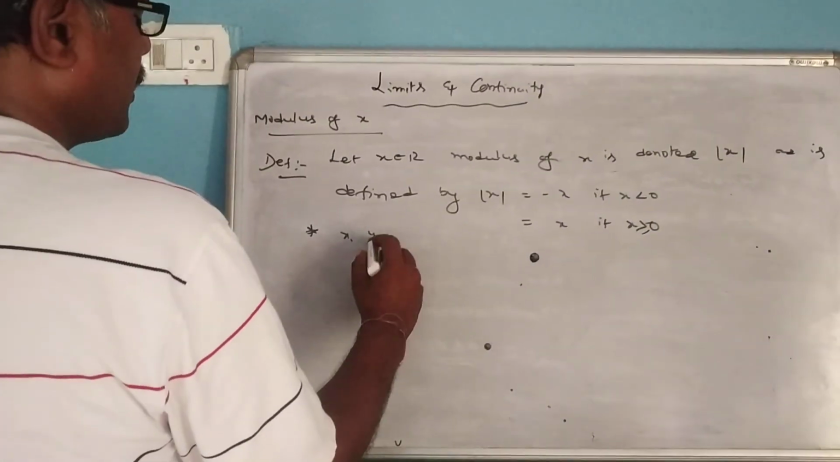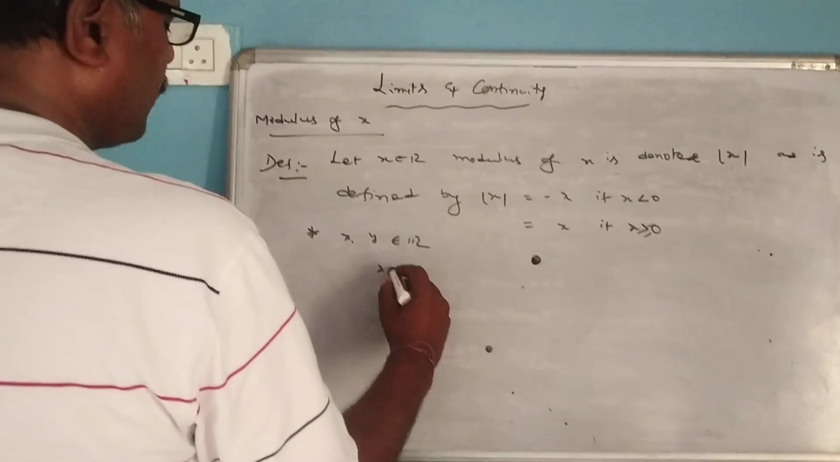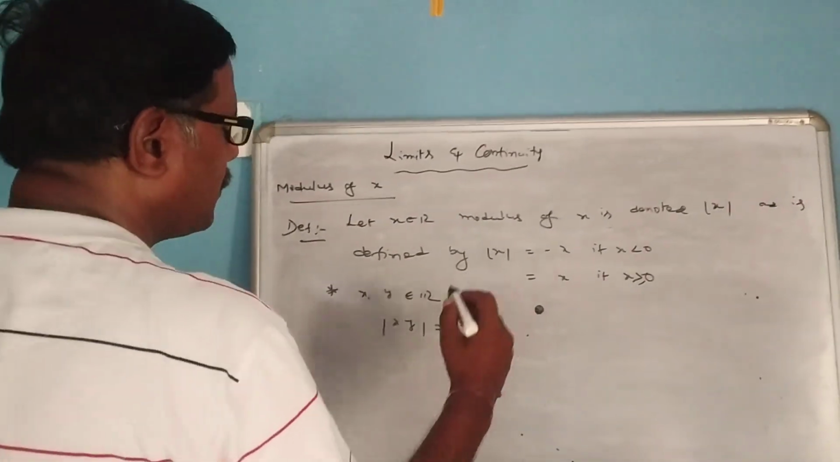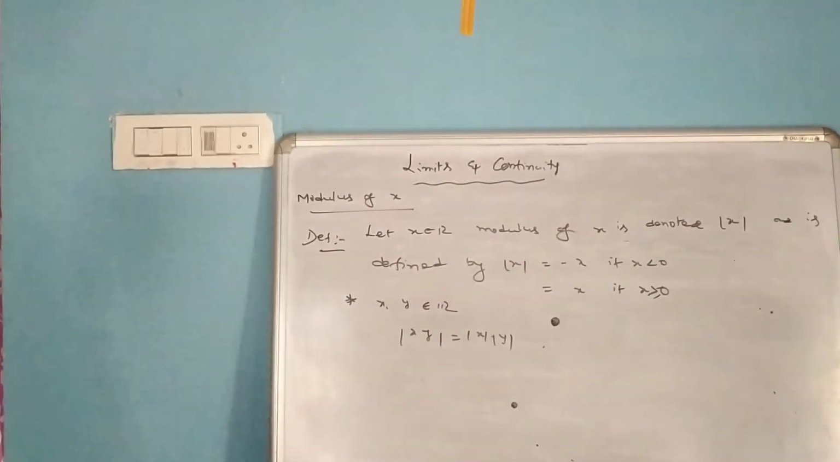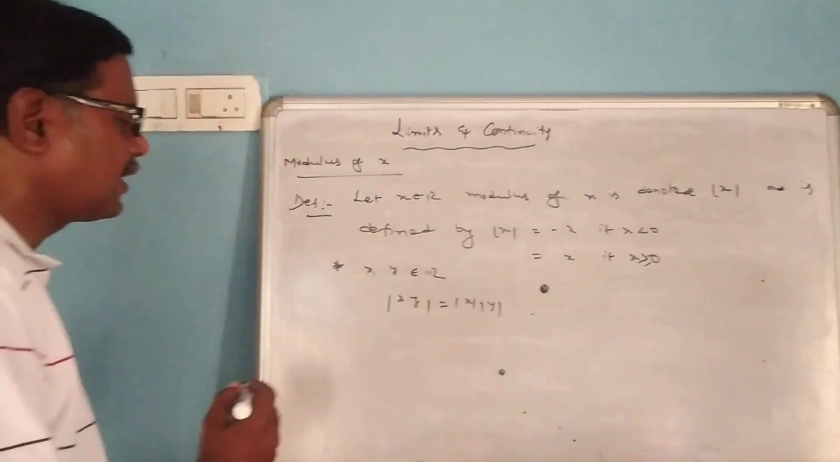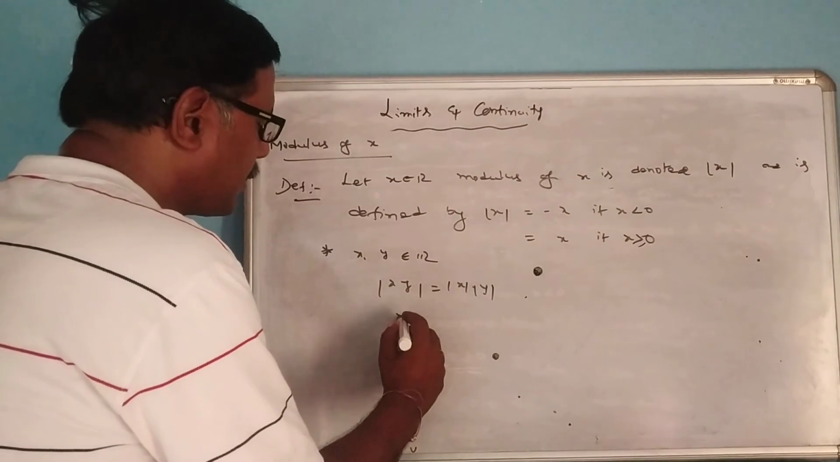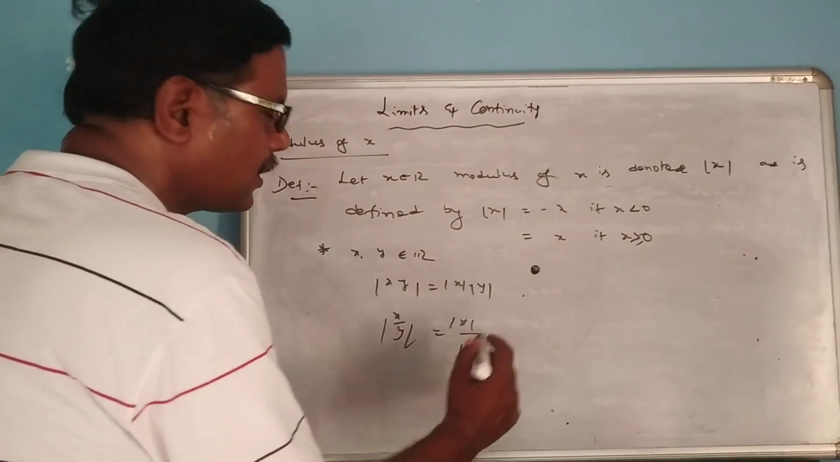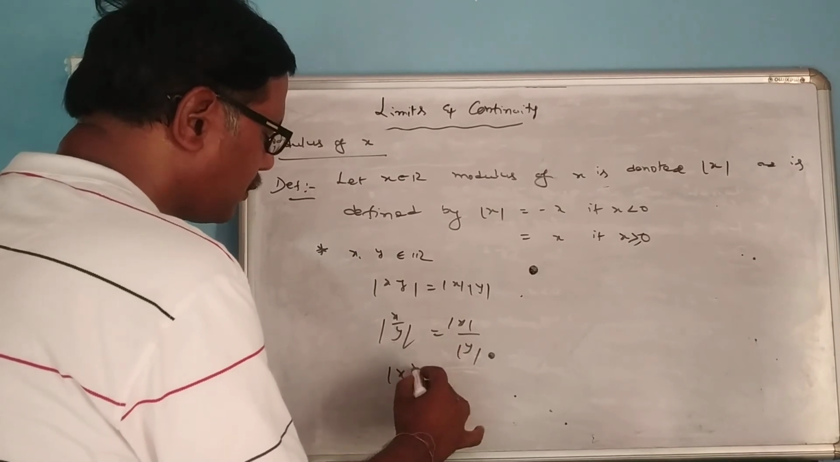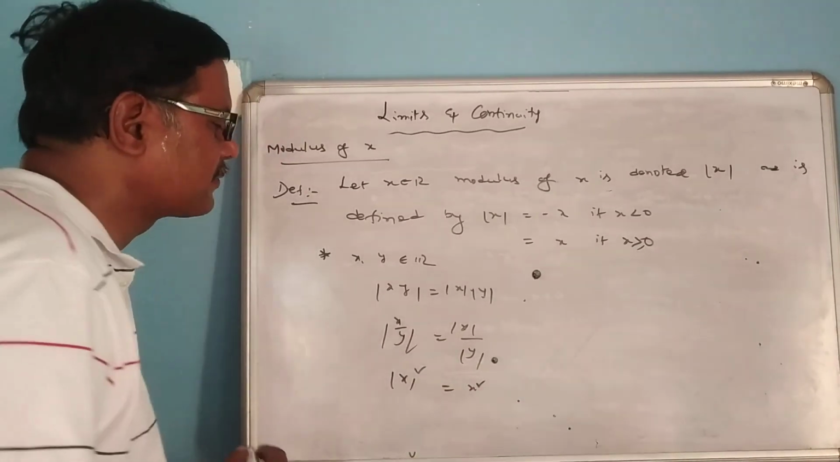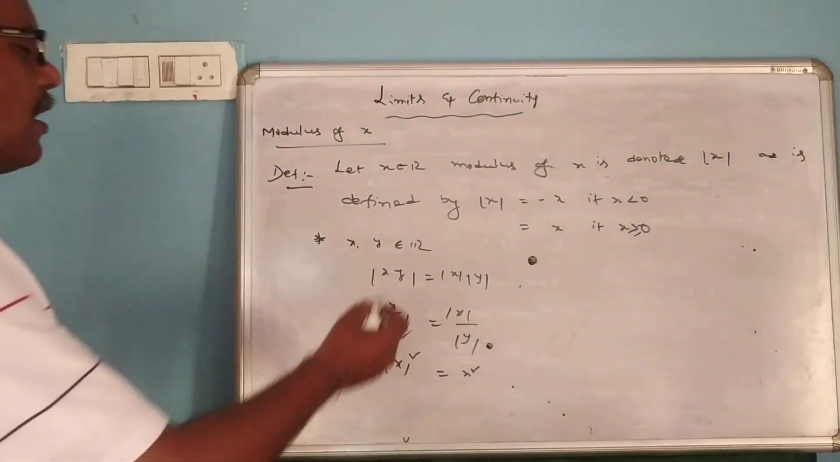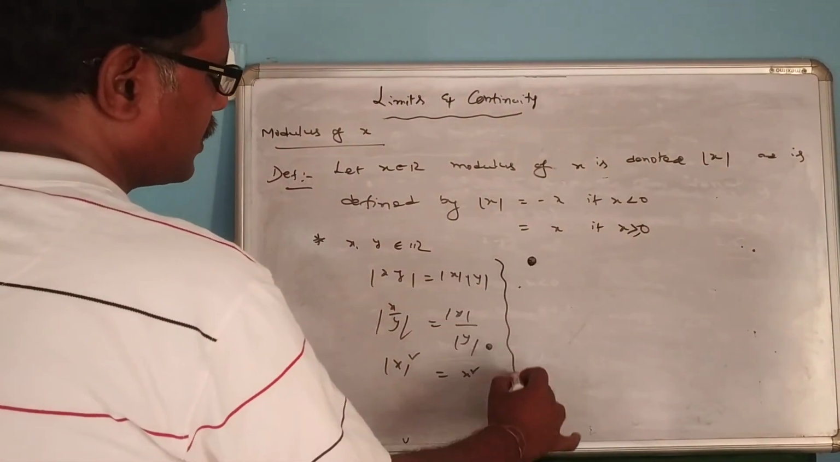Let x, y belong to R. Modulus of xy is equal to mod x into mod y. Similarly, friends, mod of x by y is equal to mod x by mod y. Mod of x whole square is equal to x square. These are all primary properties.